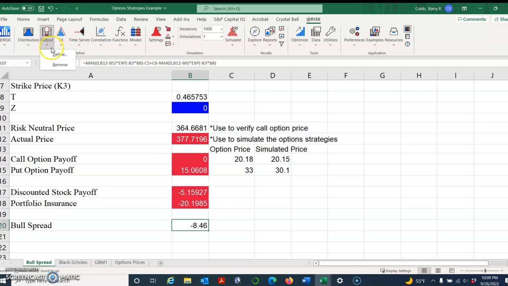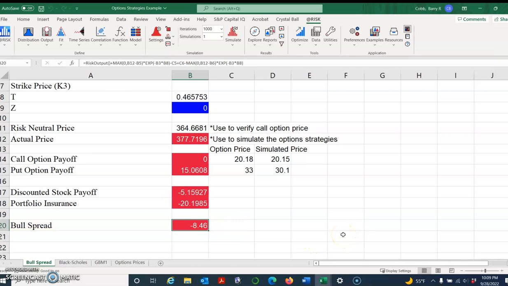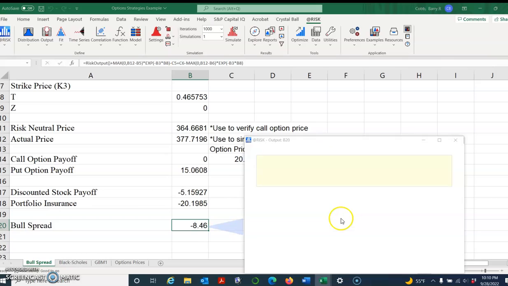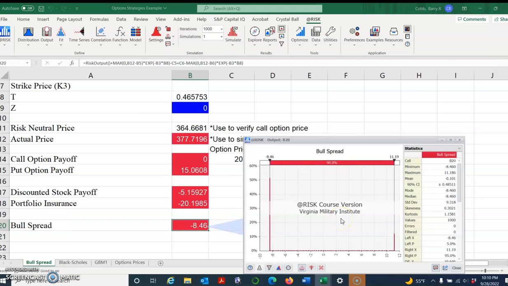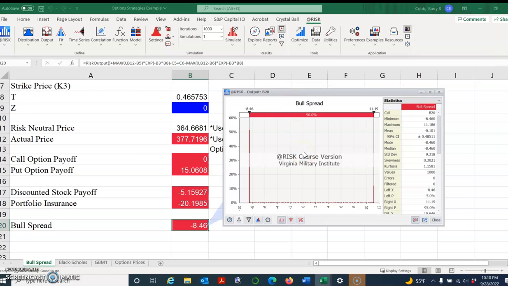And so we'll make this output called BullSpread. All right, so here's what we need to do in terms of simulating this option. Let's simulate this. And we can see what happens with the BullSpread.